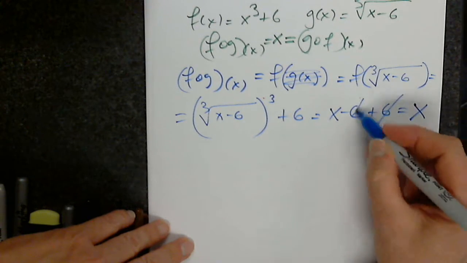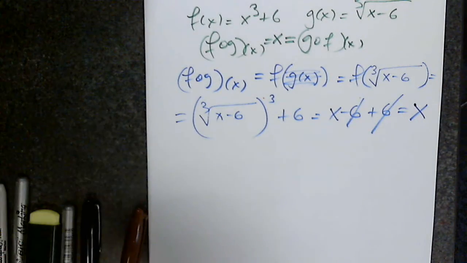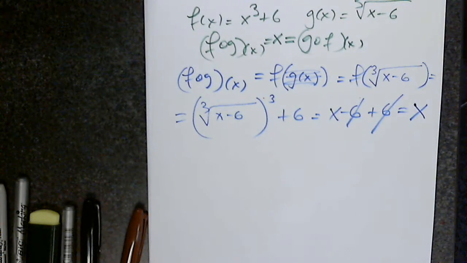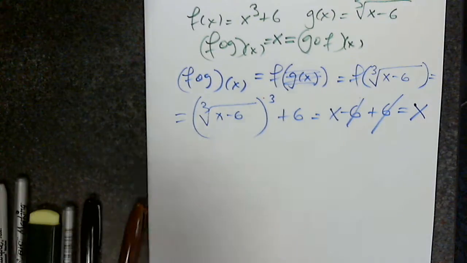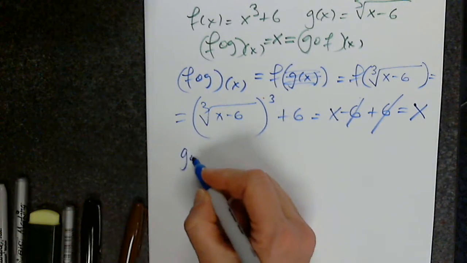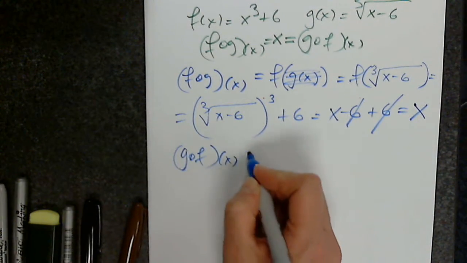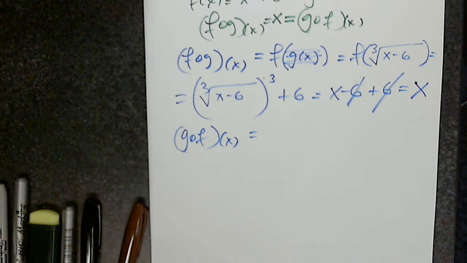Equals x. In other words, when we apply g, and then apply f, nothing happened to x. Still plain x. If the answer were x squared plus 2, then f and g were not inverses of each other. Ready? Let's determine g comp f. So let's calculate g comp f.